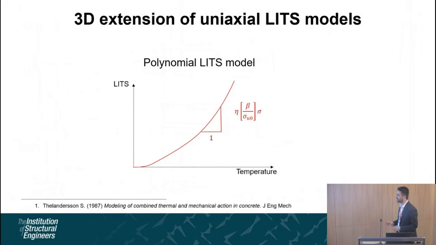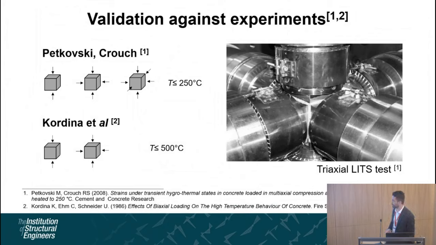Okay, this modeling approach has been used to extend to 3D a polynomial LITS model. And the main beauties of the polynomial model are that, first of all, it allows describing LITS independently of the free thermal strain. And also, it allows you to somehow follow the highly nonlinear behavior of LITS at high temperatures. So that's the reason for the choice. The model has been implemented and, first of all, validated against experiments. Specifically, I've modeled all the experiments available in the literature where specimens subjected to uniaxial, biaxial, and triaxial compression were heated up to temperatures of 500 degrees.